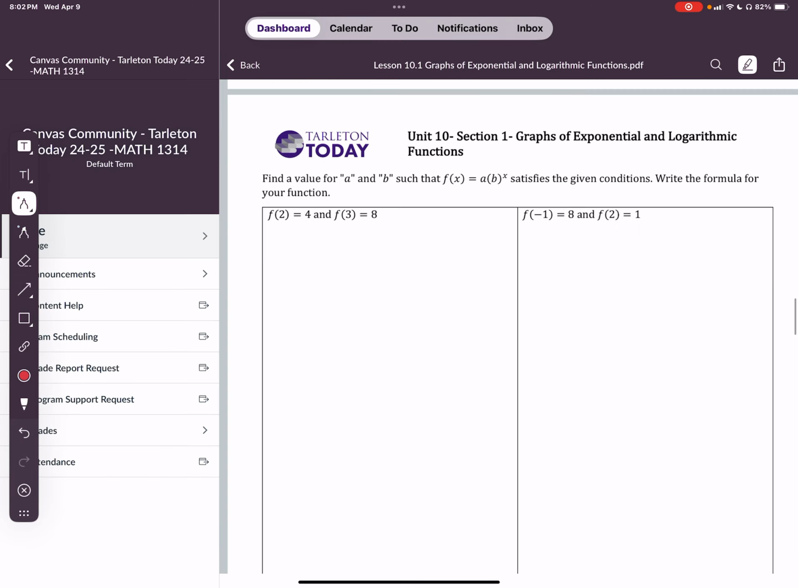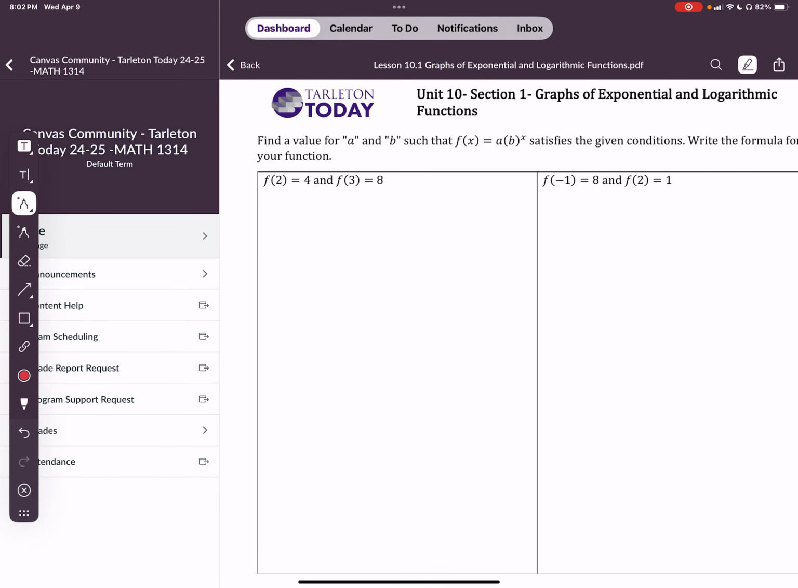All right, so let's go. Now they don't give us a table. Now they just give us 2 points. So this 2 here, f of 2, that's going to be an x value. And 4 is a y value. Okay, 3 is an x value, and 8 is a y value.